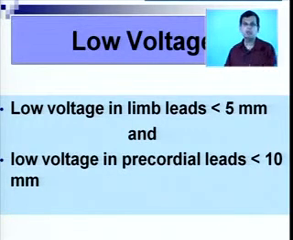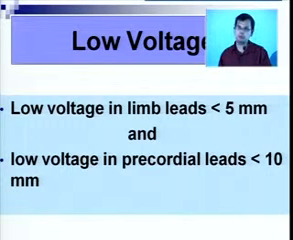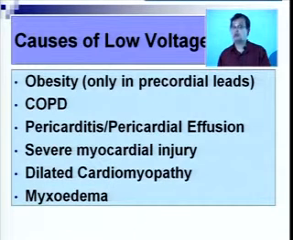Coming to conditions where you can get low voltage complexes. Low voltage by definition means that the voltage is less than 5 millimeters in the limb leads, that is, in the majority of limb leads, not necessarily each and every one. Majority of the limb leads will show less than 5 millimeters, one or two misses may be there, and in case of precordial leads, less than 10 millimeter voltage will be seen. So common causes include obesity, myxedema, COPD patients, but the classical teaching is large pericardial effusion.